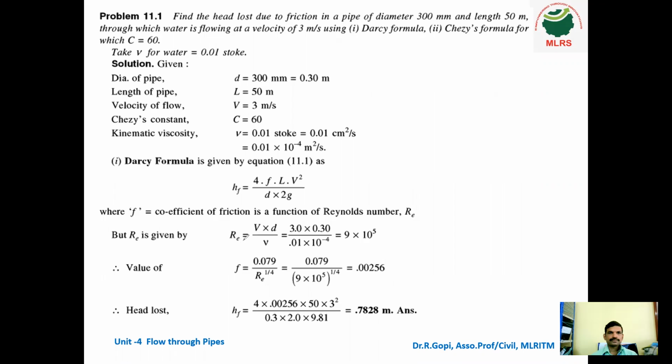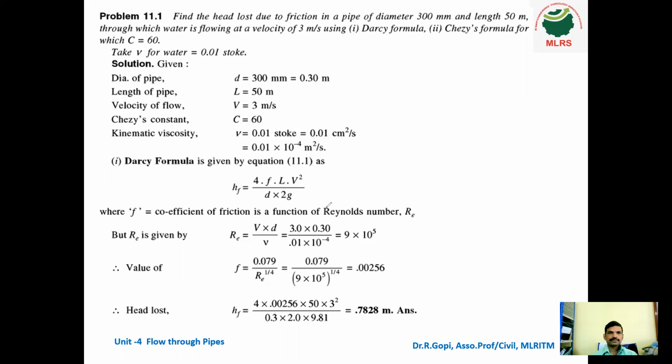So Reynolds number is equal to V into D divided by nu. From this we got Reynolds number 9 into 10 power 5. So f is equal to 0.079 divided by Re power 1 by 4. This is the formula we have to use if Reynolds number is greater than 4000. So f is equal to 0.00256. So finally, head loss.